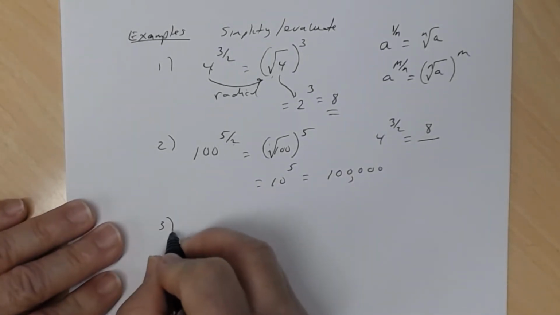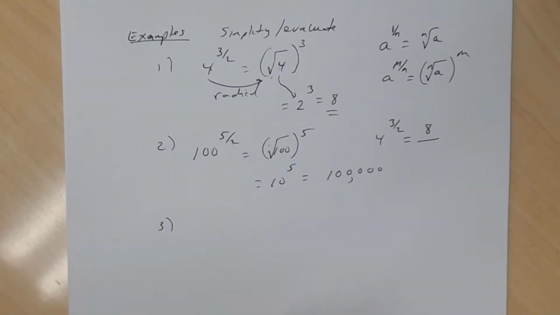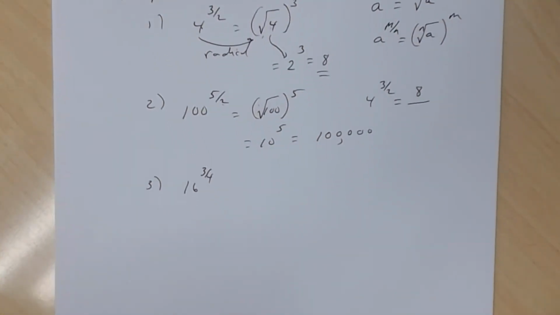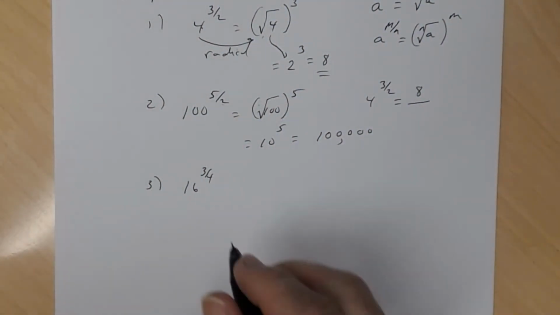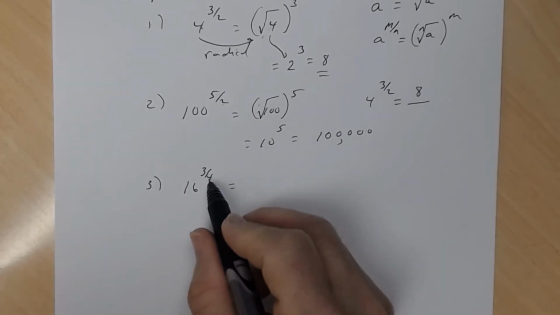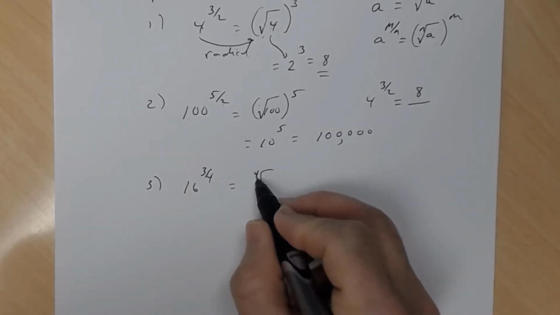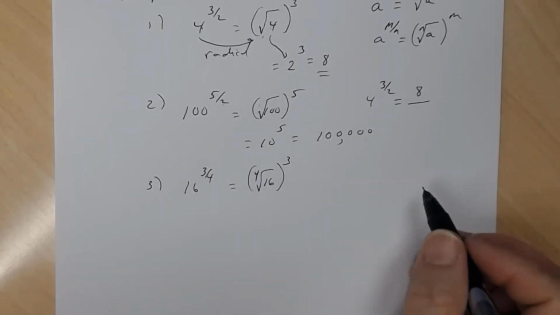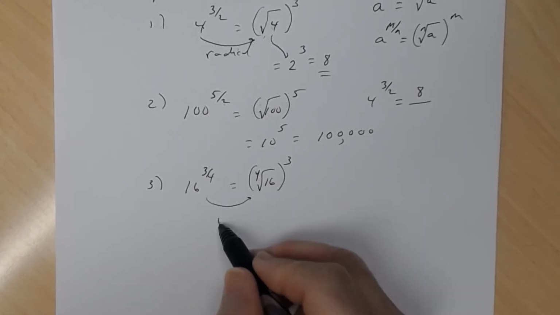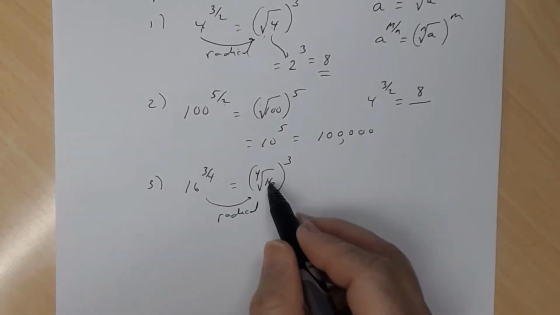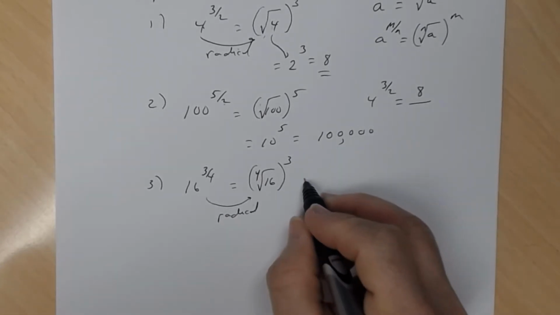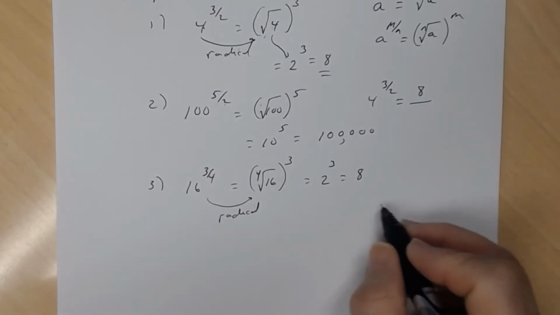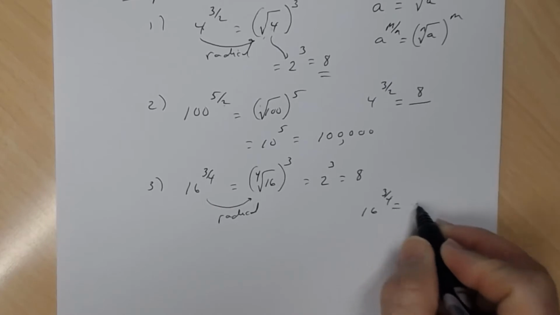Number 3, let's look at 16 to the 3/4. Remember, your denominator is your index, so it'll be the fourth root of 16, all that's being raised to the third power. Now once I write as a radical, the fourth root of 16 is 2, and 2 cubed is 8. So 16 to the 3/4 is just 8.